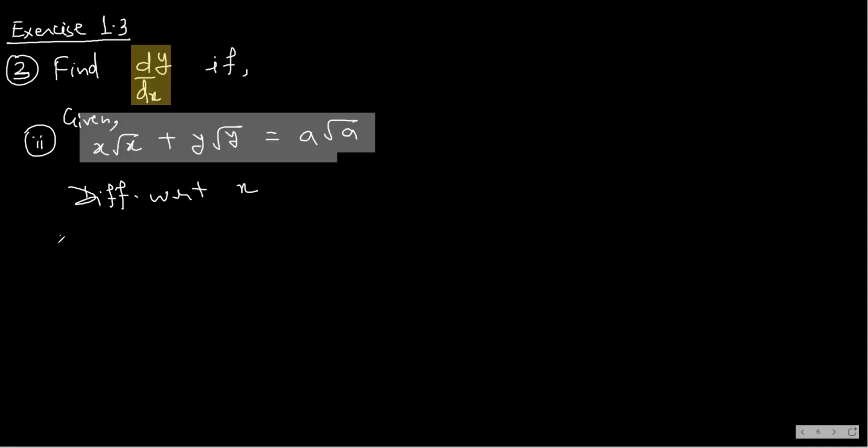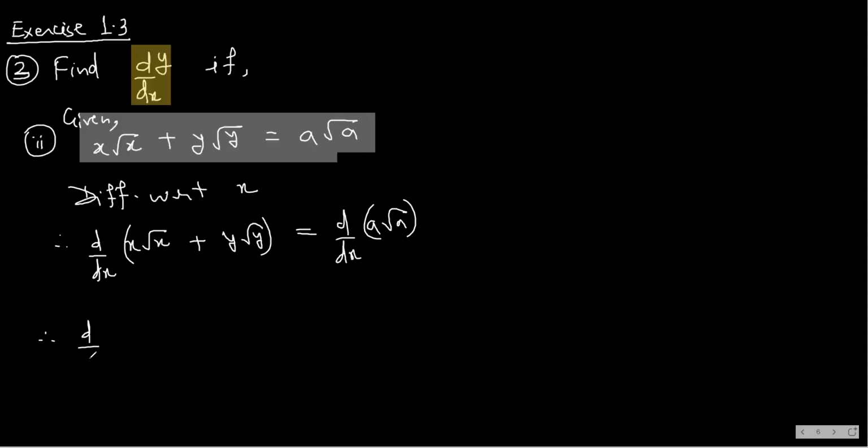So I will get here, therefore, d by dx of x root x plus y root y equals to d by dx of a root a. Okay. So next step, it will be d by dx of x root x. You all know x root x can be written as x into x raised to half. And this will become x raised to 1 into x raised to half. So x raised to 3 by 2. So x into x raised to half is x raised to 3 by 2.